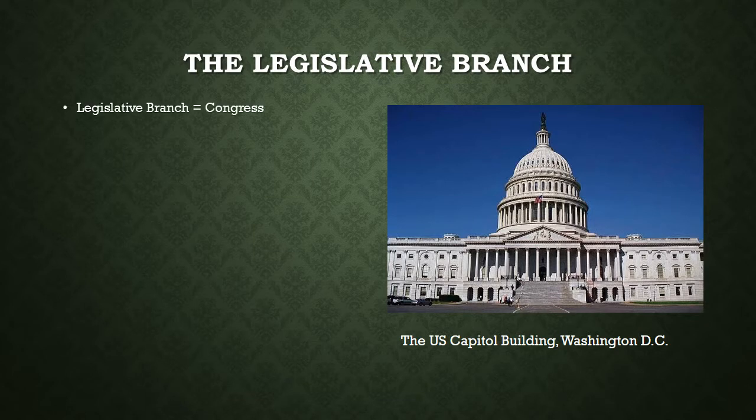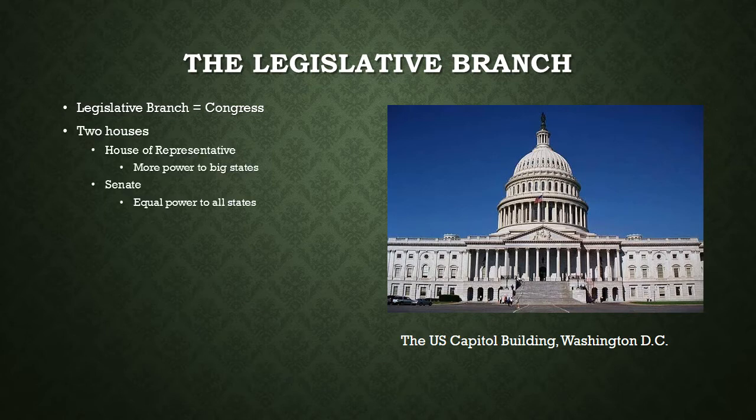The legislative branch is also known as Congress, and Congress consists of 2 houses. The House of Representatives, which gives more power to the bigger states, and the Senate, in which all states have equal power regardless of their size. The powers granted to the legislative branch include the power to write laws, to tax, to control the budget, to regulate trade, and to coin money.